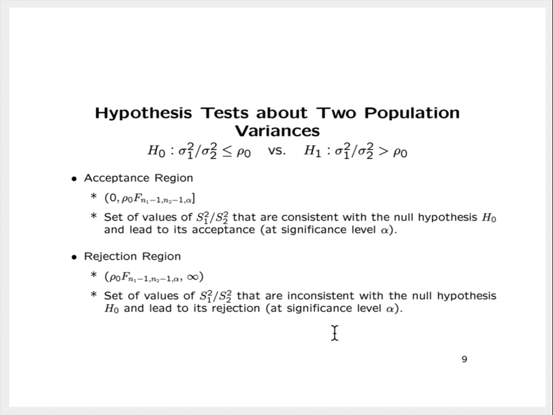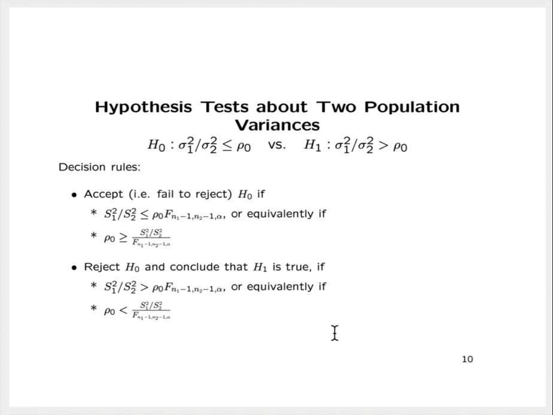Now we can restate this in terms of decision rules. We would accept the null hypothesis if the test statistic S1 squared over S2 squared is less than or equal to rho sub 0, the hypothesized value of the ratio of the variances, times this upper alpha percentage point of the appropriate F distribution. And we would reject the null hypothesis if the ratio of the sample variances is greater than that critical point.